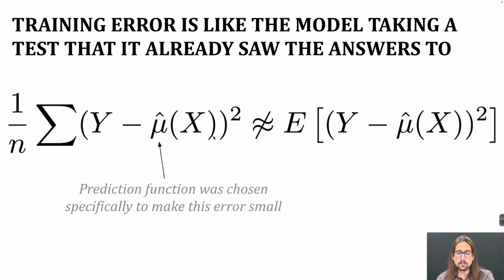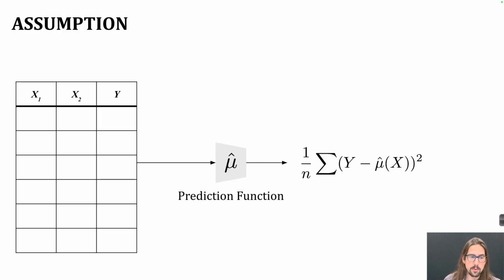So this prediction function was chosen specifically to make this training error as small as possible, right? Of all the possible prediction models, it's actually a model selection problem, right? It's very similar to what we were doing before, right? So if the assumption is that you already have this prediction function, like God came and gave it to you, then yes, these terms are IID. Everything is good. You can use central limit theorem. This will be a good approximation of the population error.